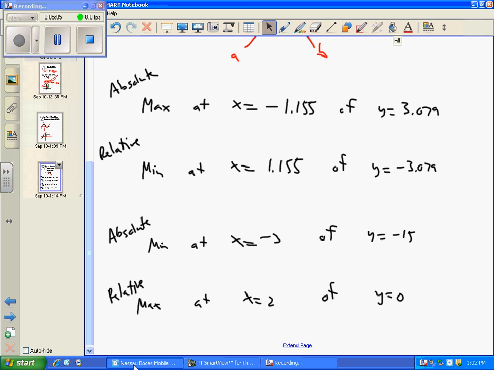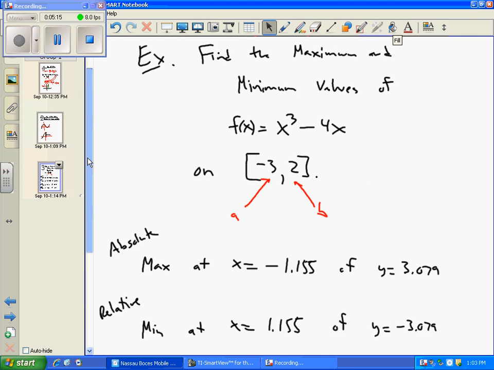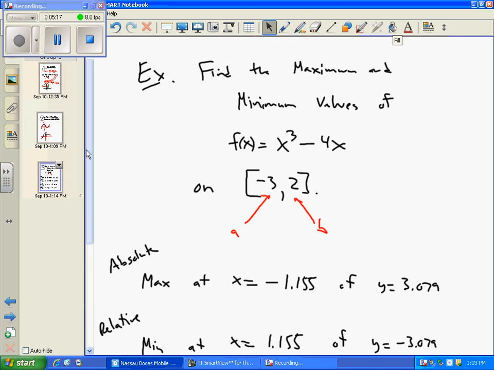Okay, so that's how you use the TI-84 graphing calculator or the TI-89 graphing calculator to find the relative and absolute max and min values of a function. In this particular case, f of x equals x cubed minus 4x on the interval negative 3 to 2.